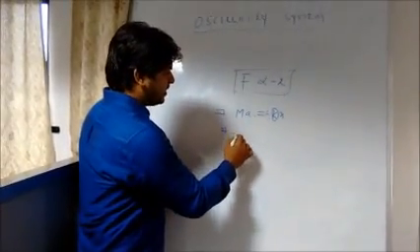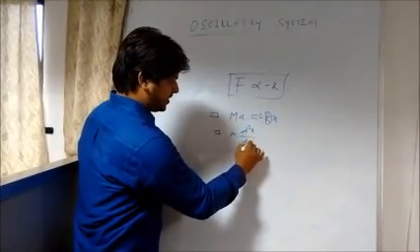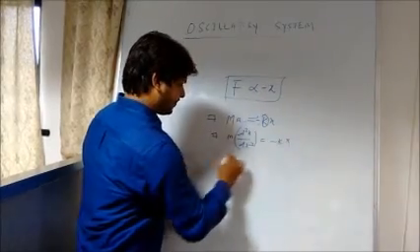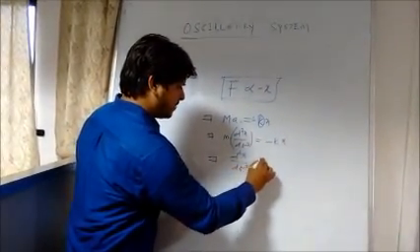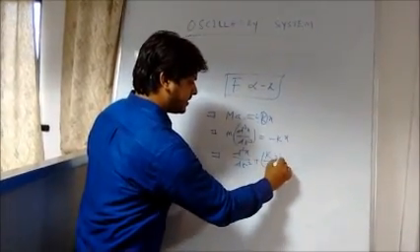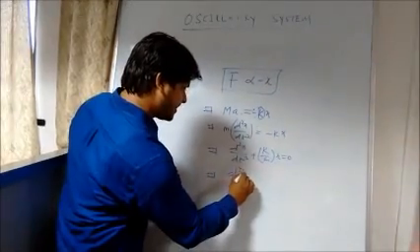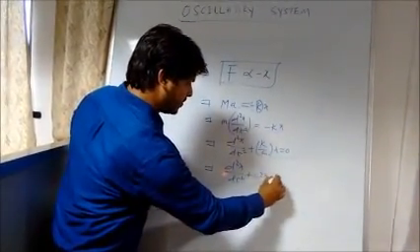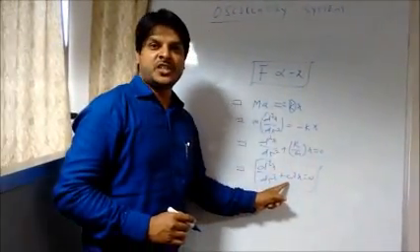So that means I can write d square x by dt square, which is the acceleration, equal to minus kx. If you simplify this, we get d square x by dt square plus k by m x equal to 0, or I can simplify this as d square x by dt square plus omega square x equal to 0. So this is a second order linear differential equation.